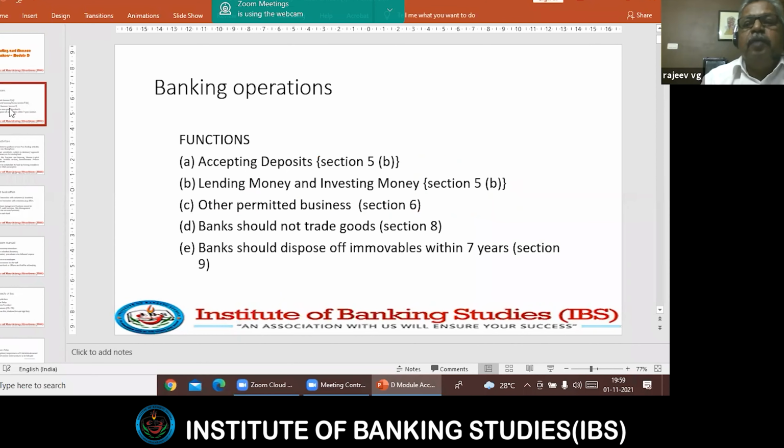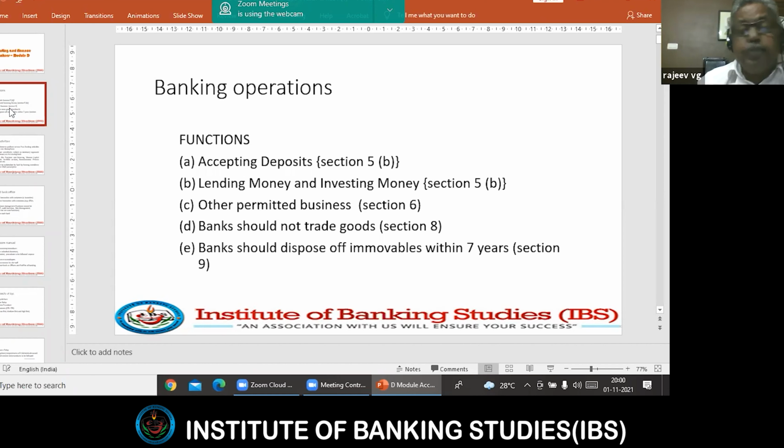What are the functions of banks? Everybody knows that banks are accepting deposits and they are lending. They are making some investments. So the basic, core, or principal activity of the banks is accepting deposits and lending or investing money. This has been mentioned in the definition of banking.